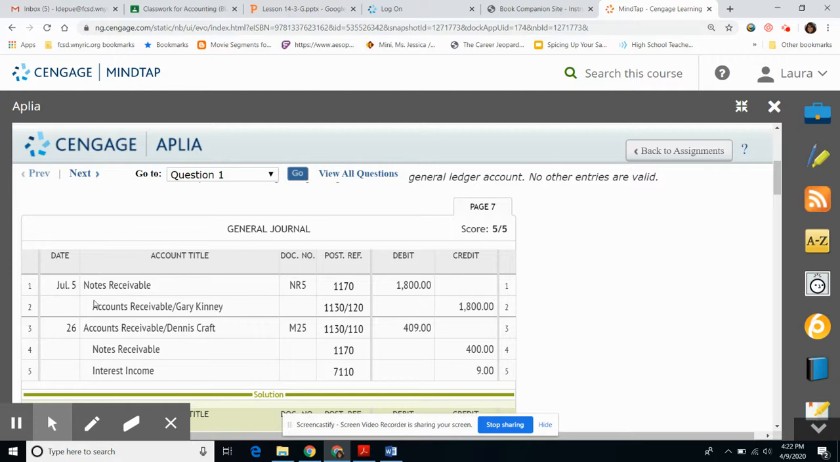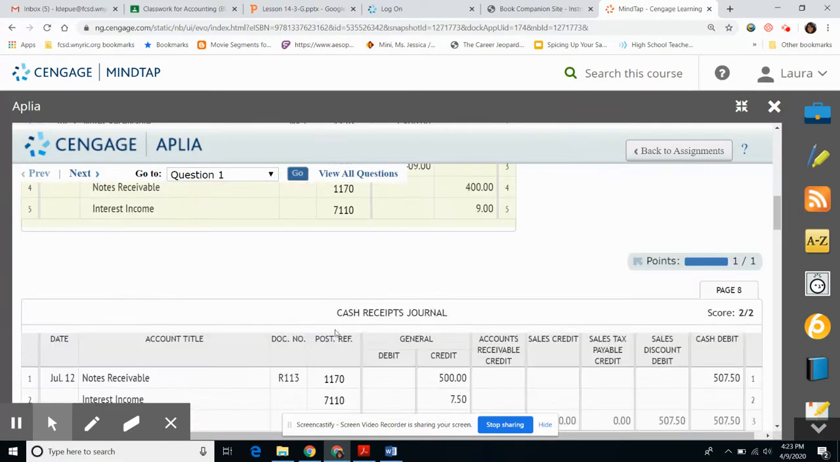So we're going to go line by line. So we're going to start with July 5th for the notes receivable and post this to the debit account. Remember, the last step is to put the numbers into the post reference. They're in my answers now because I have the answer key open, but that's the last step. Whenever there's a double entry here, like the accounts receivable / Gary, we're going to have 2 numbers here to show that we posted to both accounts in that credit of the $1,800. So I'm going to scroll down to each of the ledgers.